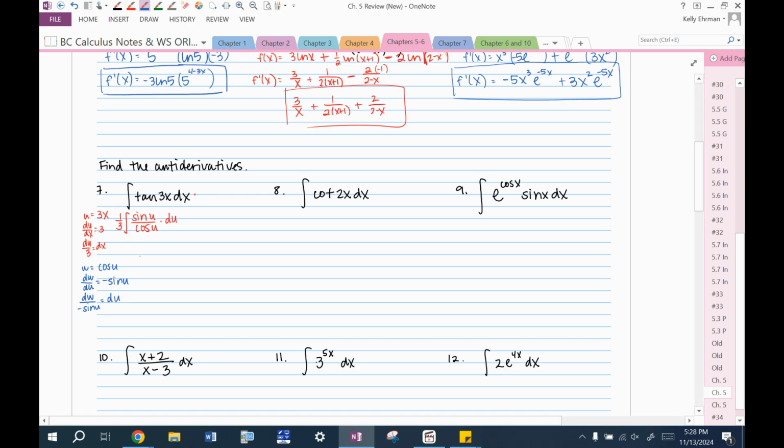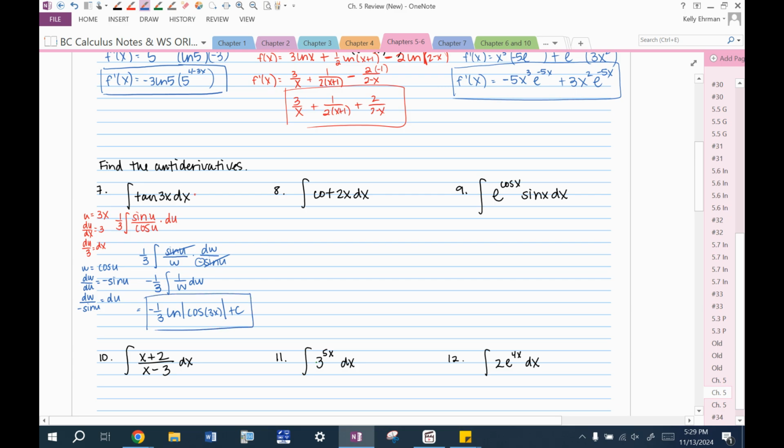So now what do I have? Now we have this 1/3 out here. The integral of sine of u. I replaced cosine u with w. And I want to swap out du for dw over negative sine u. So sines cancel. Negative comes out here. Negative 1/3 times the integral of 1 over w dw. That's negative 1/3 times the natural log of the absolute value of w, which is cosine of u, but u was 3x.